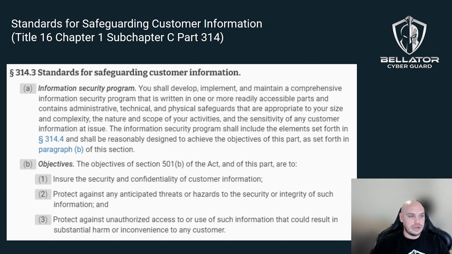I really just took a screenshot of this portion, 314.3, outlining the standards for safeguarding customer information. Then we'll also go into 314.4, which outlines all of the elements, what should be included. So you really have the requirement here, the information security program. I won't read it exactly, but you need to have a comprehensive information security program that is written and accessible, that outlines all of the physical, administrative, and technical safeguards to protect customer information.